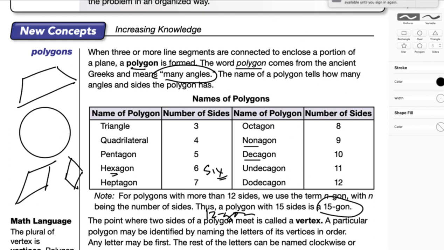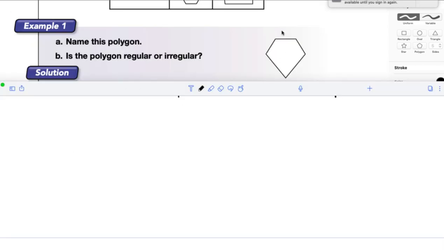Let's go ahead and see if we can look at some examples. Here in this example, we have this figure and we're to name the polygon. The best way to name it is to count the number of sides. 1, 2, 3, 4, 5. Let me see. 1, 2, 3, 4, 5. Counted it twice. If it's a 5-sided polygon or a 5-gon, we know that that is a pentagon. So the first part is good to go.